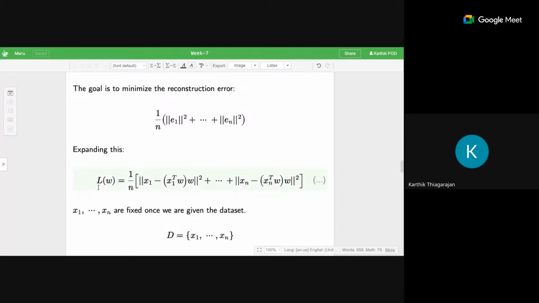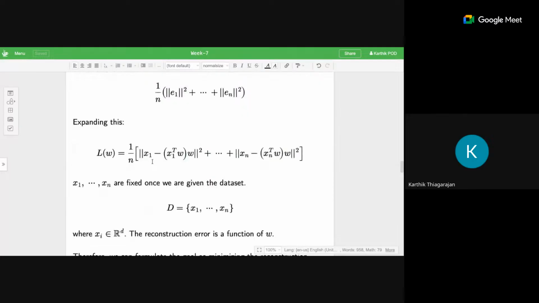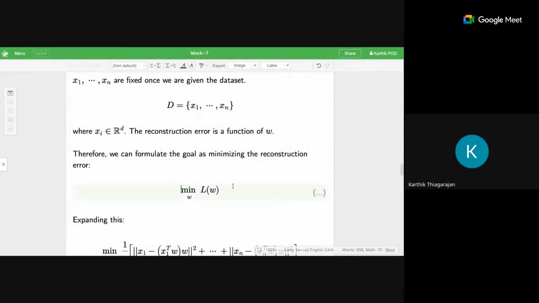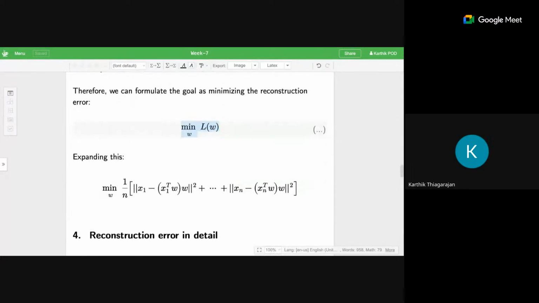That is L of w, right? In this context, w is taken as the variable. It's a d-dimensional vector as the variable. x1 to xn, the data set, is given to us. Therefore, it is treated as something that's fixed, or a constant. Okay, so that is where we were. We wanted to minimize the reconstruction error, and then we did some algebra.